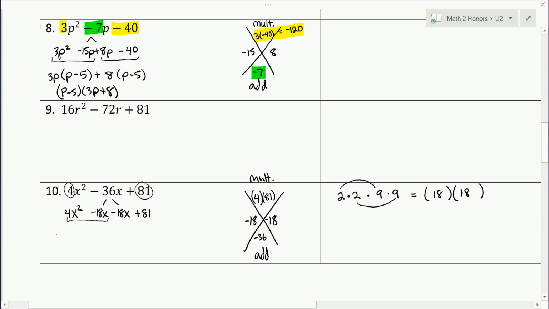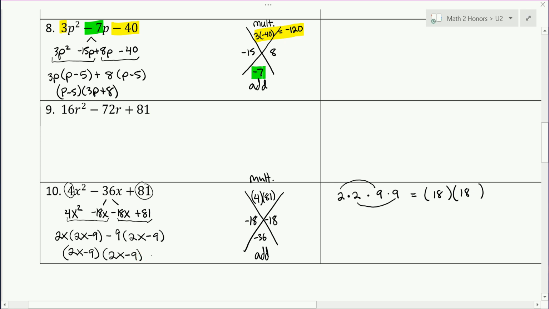Factor by grouping. So the first two terms I could pull out a 2x, left with 2x minus 9. Last two terms I could pull out a negative 9, left with 2x minus 9 again. Both terms have the 2x minus 9, and we have another 2x minus 9. And so we have matching factors here.